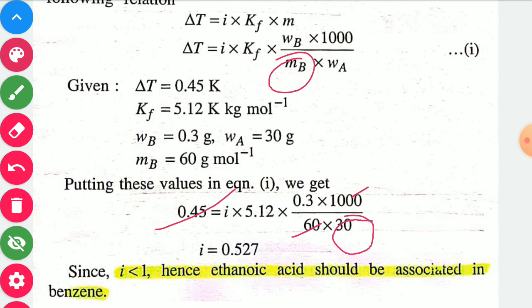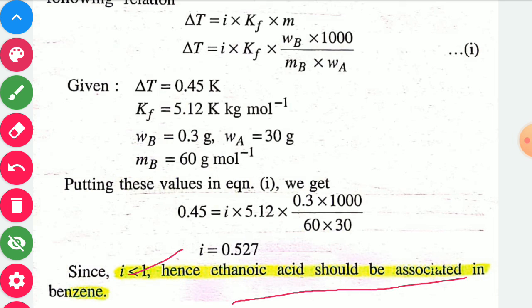So here on solving, the i value is equal to 0.51527. Since the value of van't Hoff factor i is less than 1, it indicates that ethanoic acid is associated in benzene.